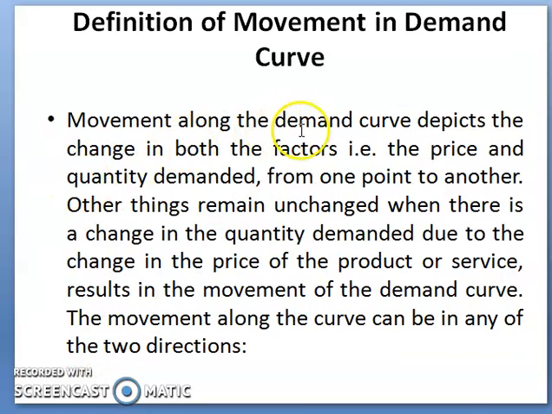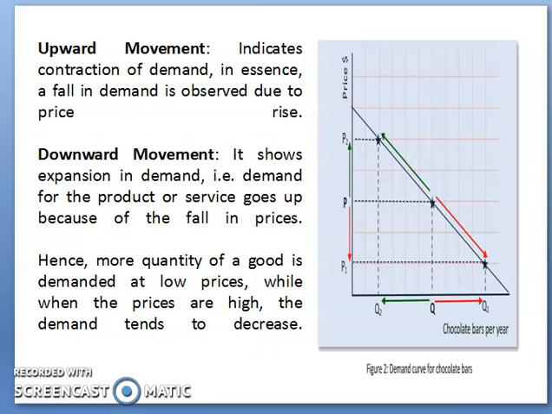Movement along the demand curve depicts the change in both the price and the quantity demanded from one point to the other, other things remaining constant and unchanged. The movement along the curve can be in two directions. What are the two directions? The first is upward movement and the second is downward movement. We can see them over here.